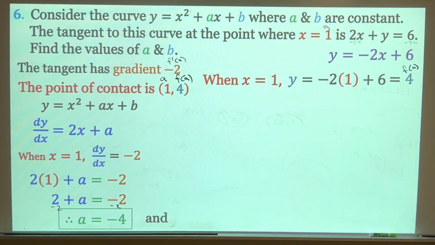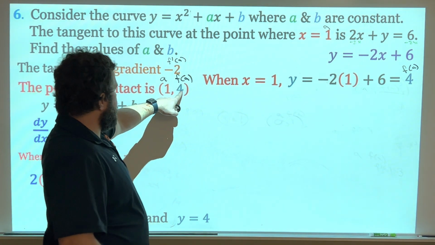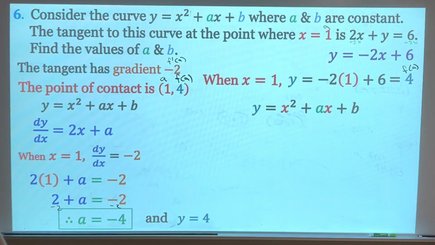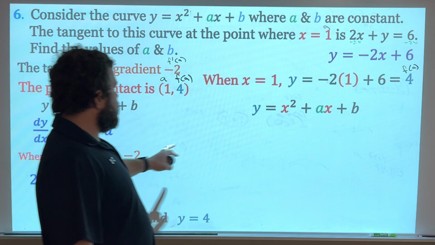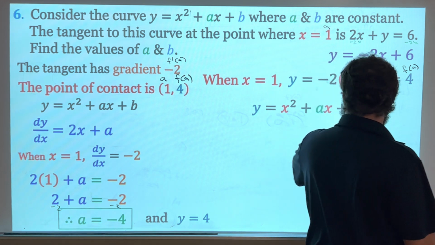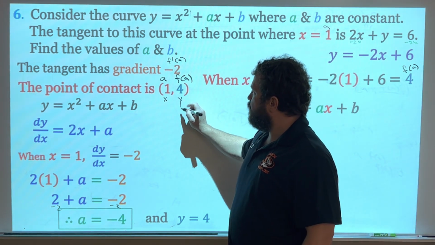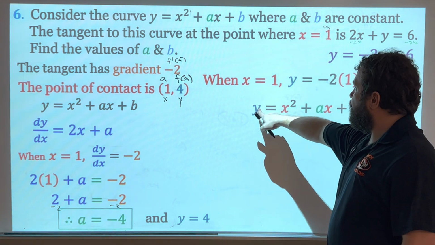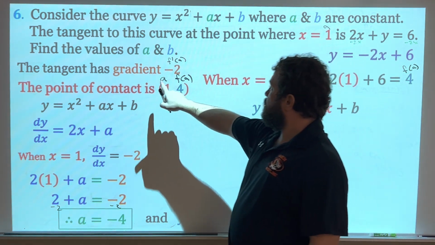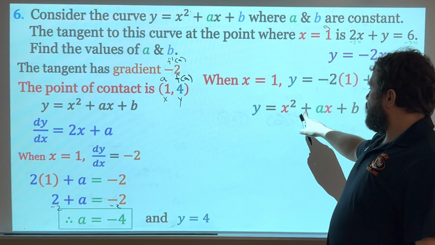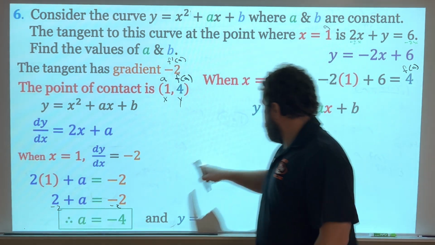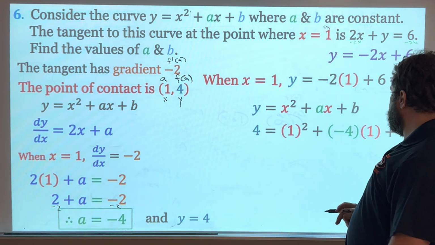All right, let's rewrite our equation. So we got a equals negative 4 and y equals 4. Why does y equal 4? That's our y. So since those two things are true, here's our equation. Y equals x squared plus ax plus b. We got y, right? What's y? Because this is technically our xy. Y is 4, right? So 4 equals 1 squared plus negative 4 times 1 plus b.